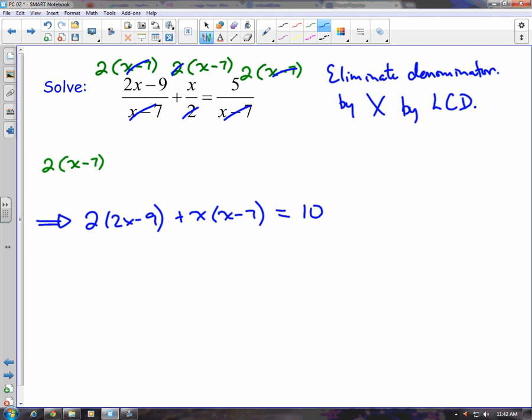And now, no denominators left. Hopefully this is going to be a quadratic or a linear function. We'll see what we get. All right. So it looks like we're going to keep the quadratic. Doesn't look like that's going to go away anywhere.